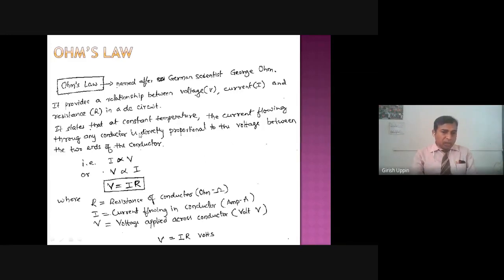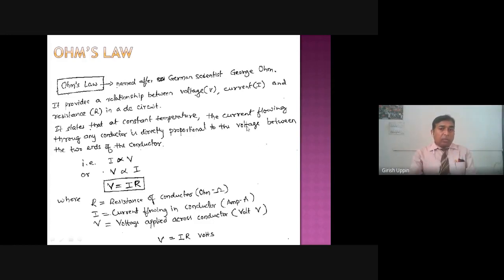Don't miss the words constant temperature. You have to say that it states that at constant temperature, Ohm's law holds good only at constant temperature. If temperature is changing, Ohm's law will not give the correct results. At constant temperature, the current flowing through any conductor is directly proportional to the voltage that is applied between the two ends of the conductor.